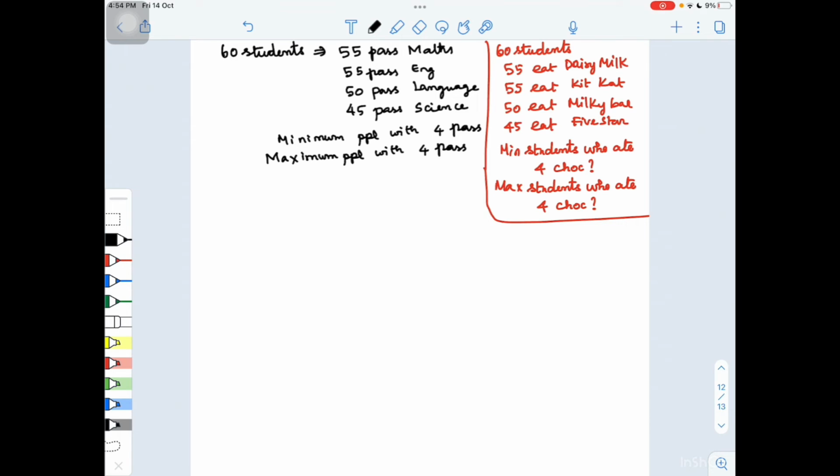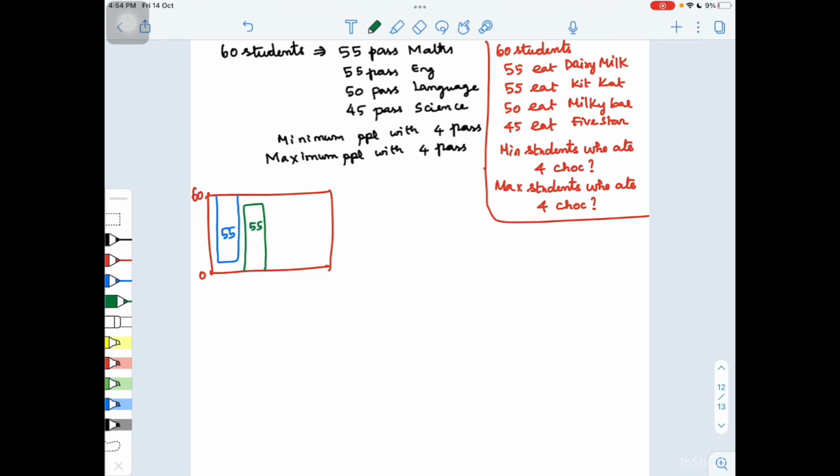Using the light and filter method, if I want minimum, let's take 2 subjects at a time. Let's take maths and English. So there are how many students? 60 students. So 0 to 60. And let's take a green filter. What is the length of the green filter? 55 units. And what is the length of the next filter, the English filter, which is, let's say, blue? So here there are 55 people.